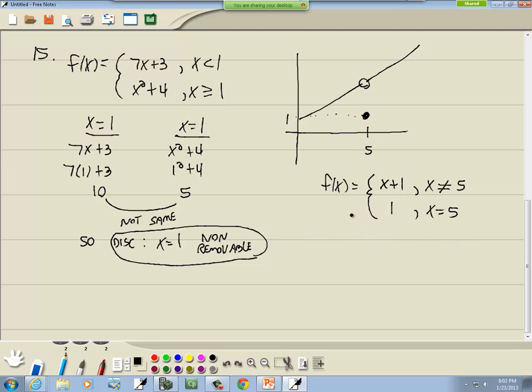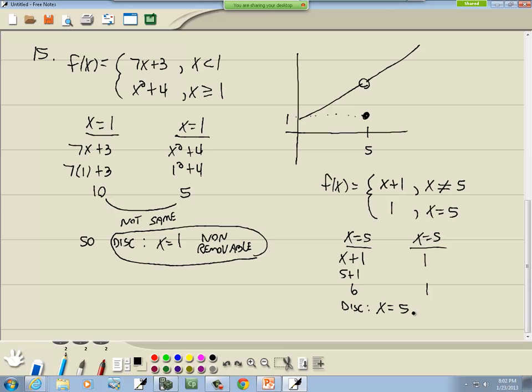That doesn't change. Again, what I did, if you plugged in x equals 5, here you have x plus 1, here you have 1. So I have 5 plus 1, which gives us 6. And, well, this is just 1. So they're not the same, so that is a discontinuity at x equals 5.